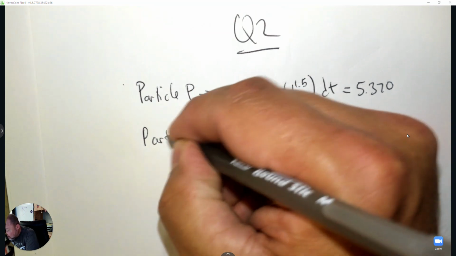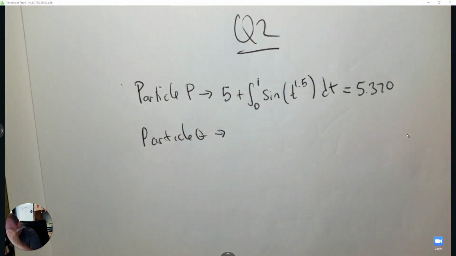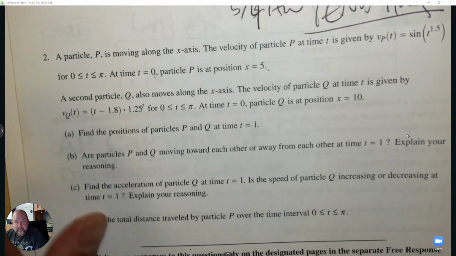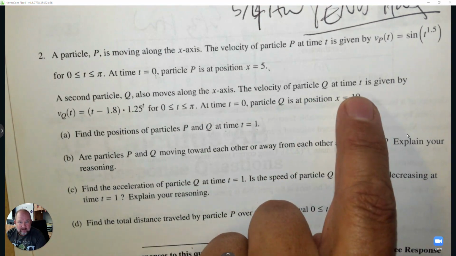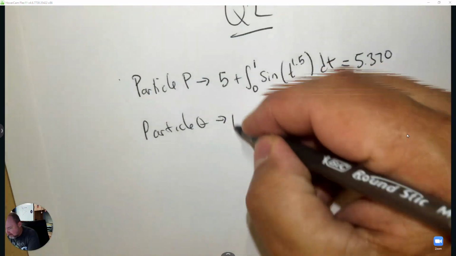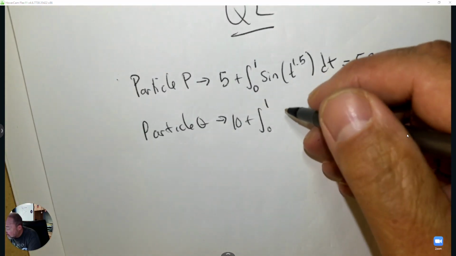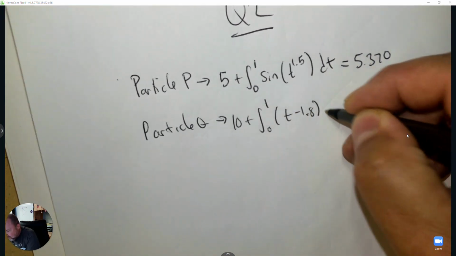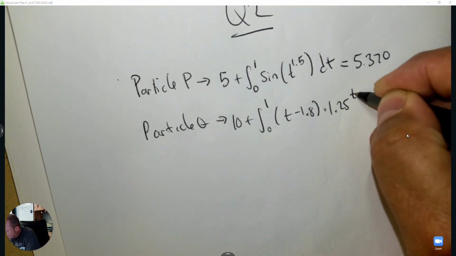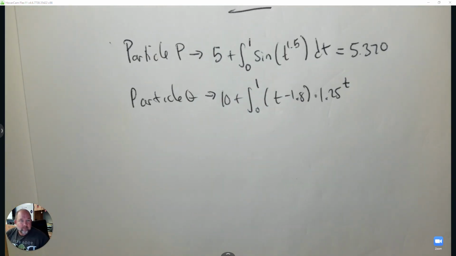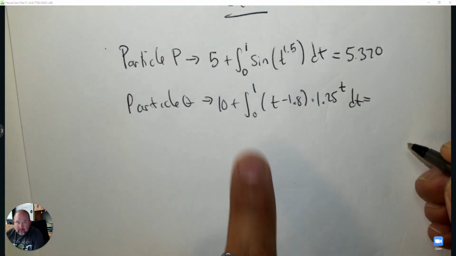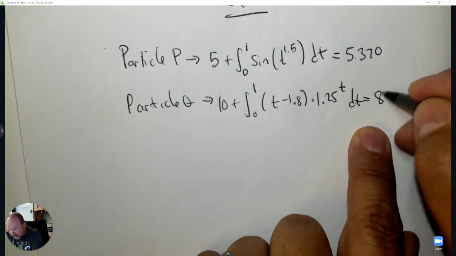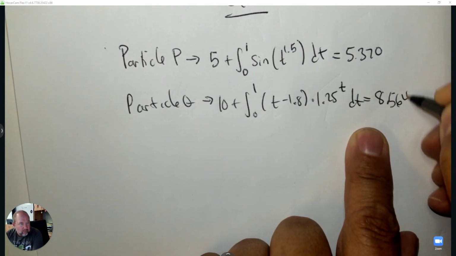The particle for Q starts at position 10 at 0. So we start with 10. We integrate from 0 to 1. And then for Q, it's t minus 1.8 times 1.25 to the t. Type that in your calculator, press pause, and see if you get the same answer as I get. And it should be 8.564.